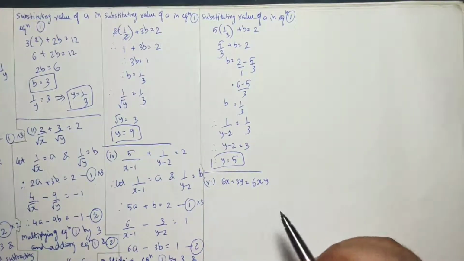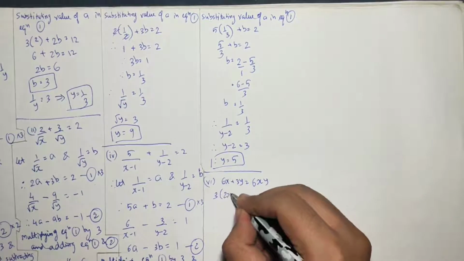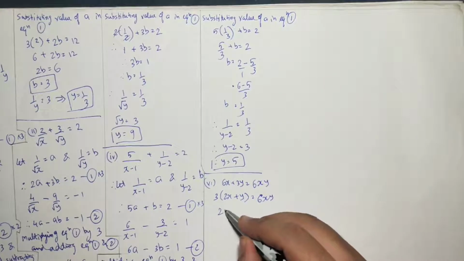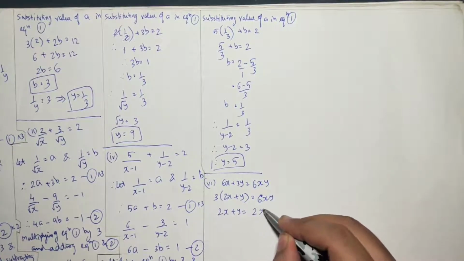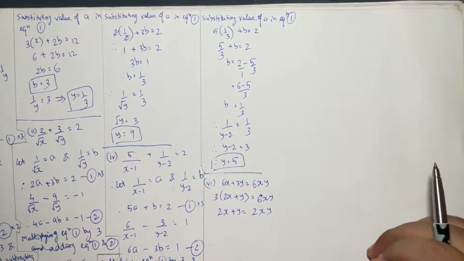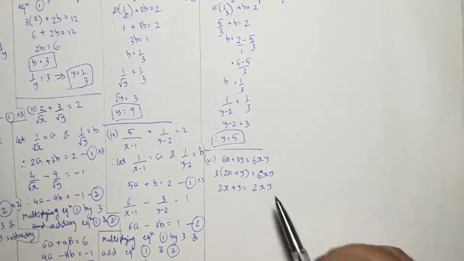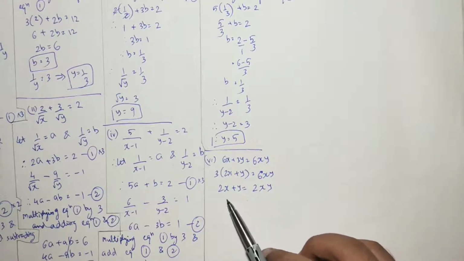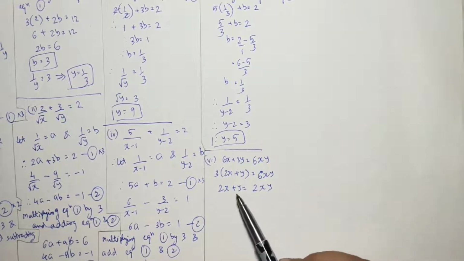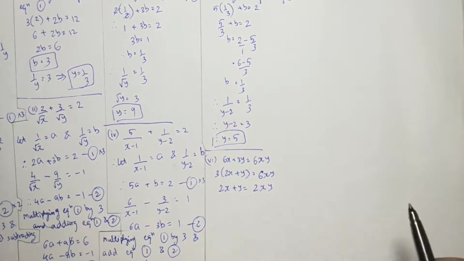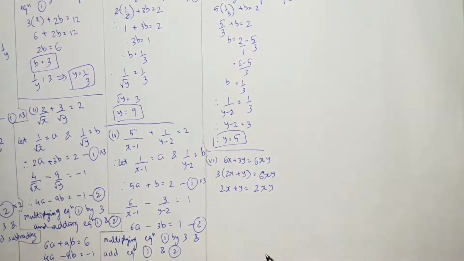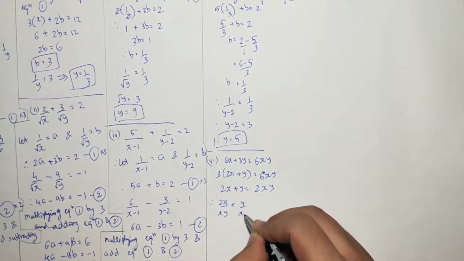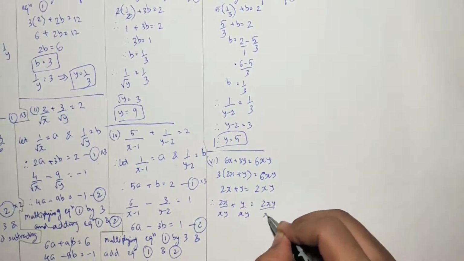First of all, you can see 3 is common, so take 3 common: 2x plus y equals 6xy. This 3 will come in the denominator, so 2x plus y equals 2xy. 6 divided by 3 is always 2. Now the main thing is this xy. We will divide all the terms by xy. Divide all the 3 terms we are seeing by xy. Therefore, 2x by xy plus y by xy equals 2xy by xy.